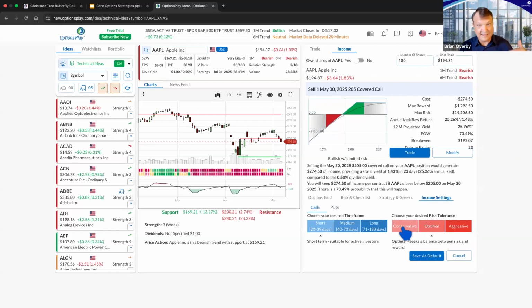Conservative means that I'm at the 200. I'm not going to sell the 205. Optimal is probably right in the middle, right around the 205 strike. And that is exactly what it's recommending. I'm selling one of the May 30 205 strike calls going out about 23 days, and that's your desired time period. Giving yourself some upside, saying that if it does go back to that level, on the stock plus the premium, you can return about 25%.